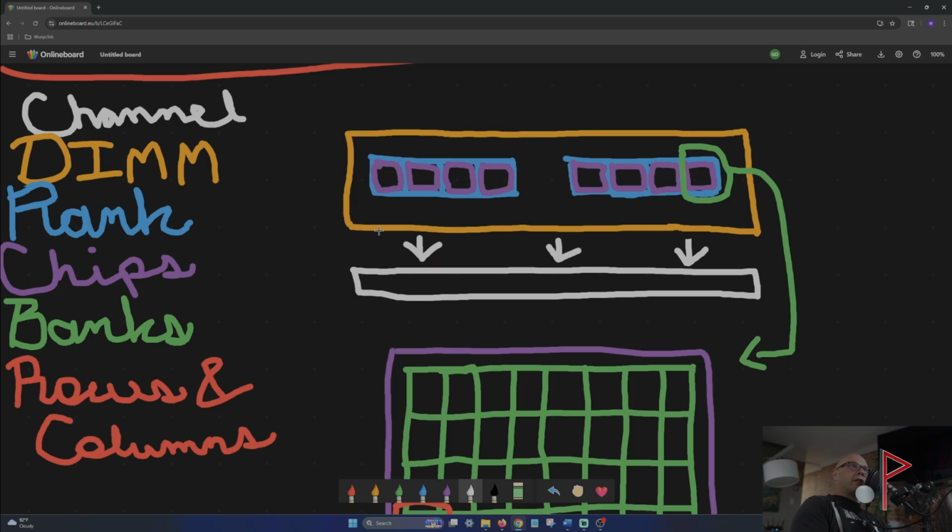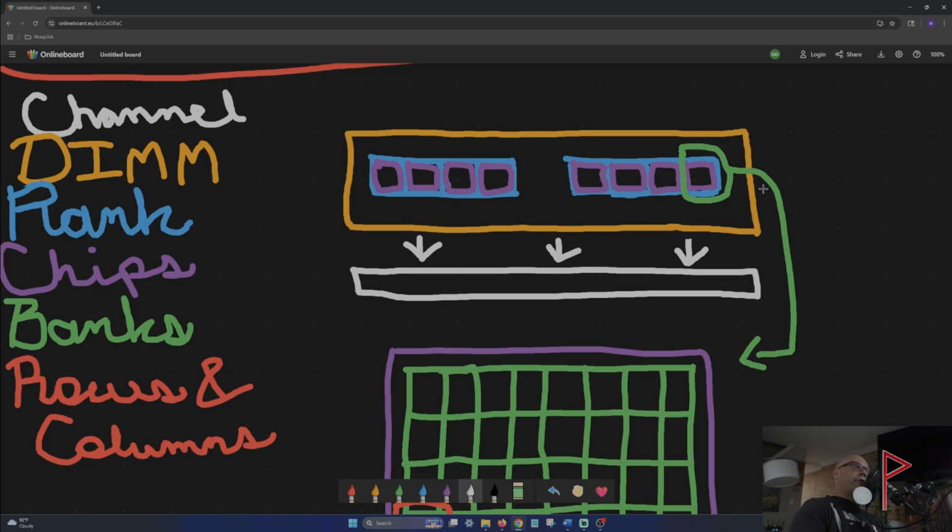Your dual inline memory module, your RAM stick, goes into the channel. In the blue outline are your ranks, so we can see we got dual ranks here. And in the purple inner outline there, you have your actual DRAM chips.